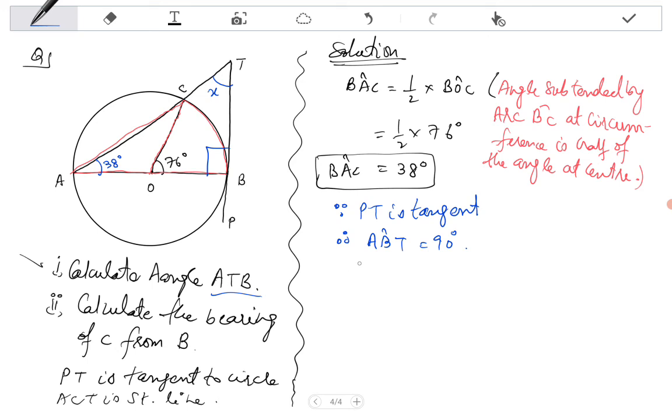And consider triangle ABT. If you consider triangle ABT, which is a right angle triangle, so angle ATB equals 90 minus angle BAT. So 90 minus 38, because they are complementary angles, I think I should write the reason. Complementary angle.